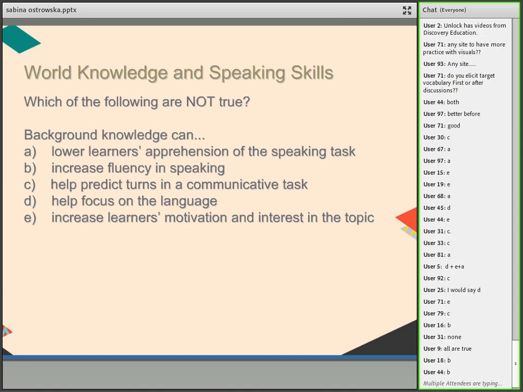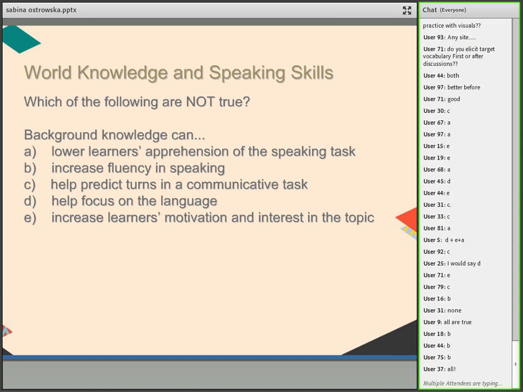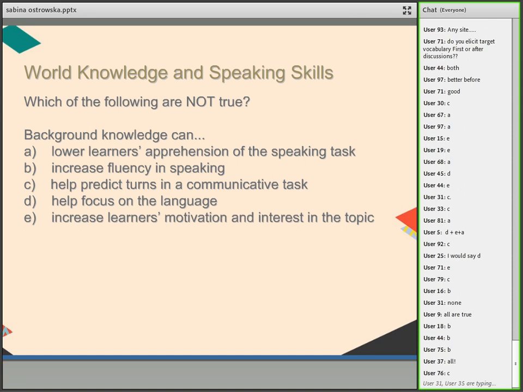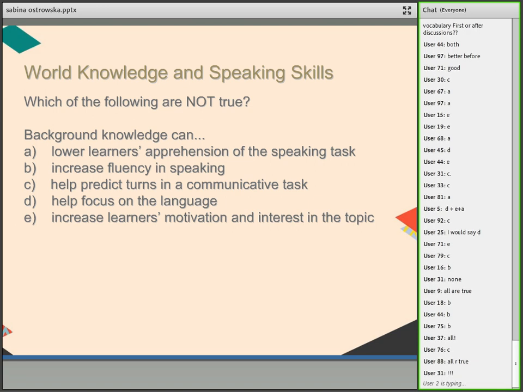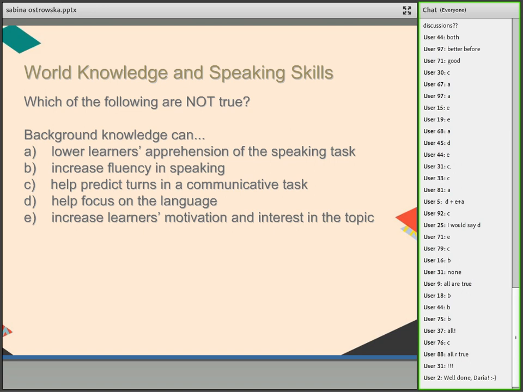All are true. Who said? Daria. Okay, thank you, Daria. All are true. Thank you. It's a tricky question. Exactly, Elizabeth. All are true. It's a good way to get students to read something very carefully and make them think about it.